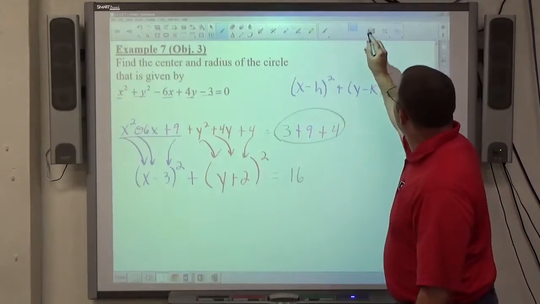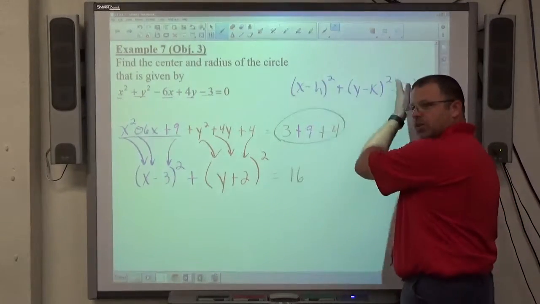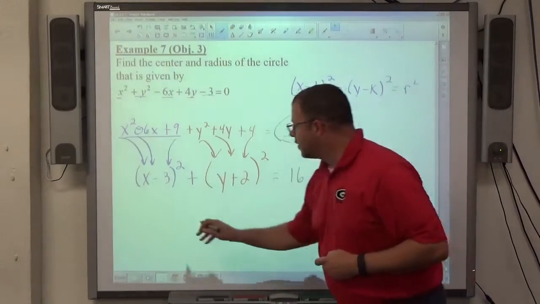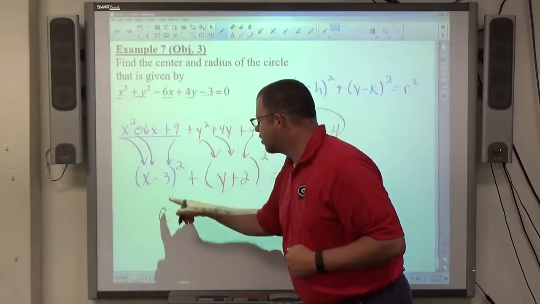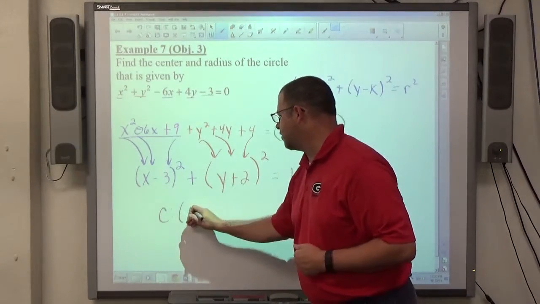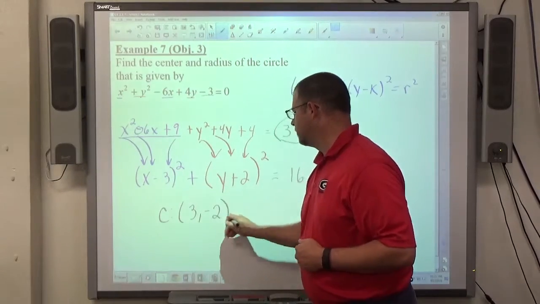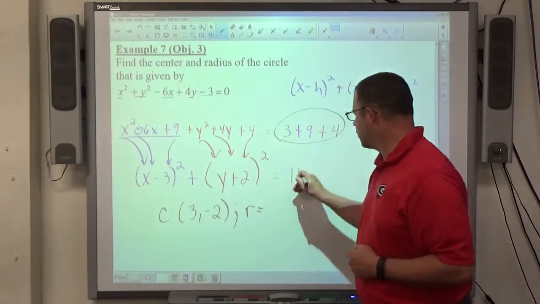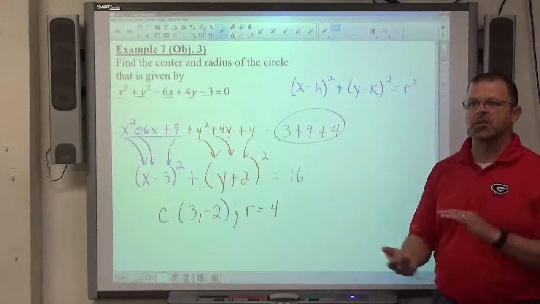All right. So once you get to this point, now we're in standard form. We're in this mode right here. The center is going to be the opposite sign, so positive 3, negative 2. The radius is going to be the square root of that number. In this case, it has an exact square root of 4.